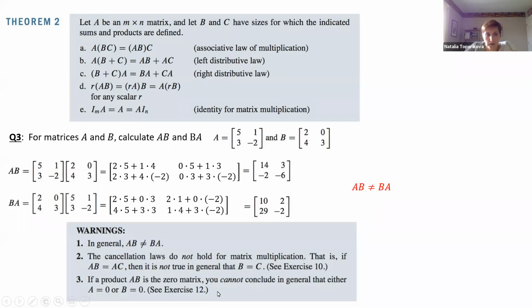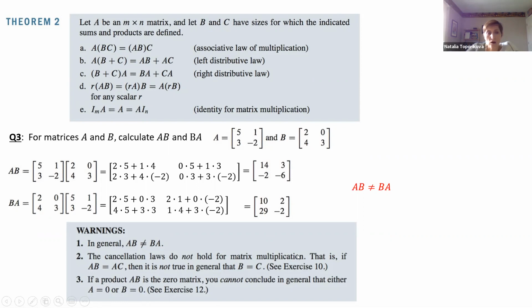Finally, if a product of two matrices equals 0, we cannot conclude that either one of the matrices involved is equal to 0. So if AB equals 0, it doesn't mean that either A or B is equal to 0. That doesn't work. Again, you can derive this property, and it's listed in exercise 12.